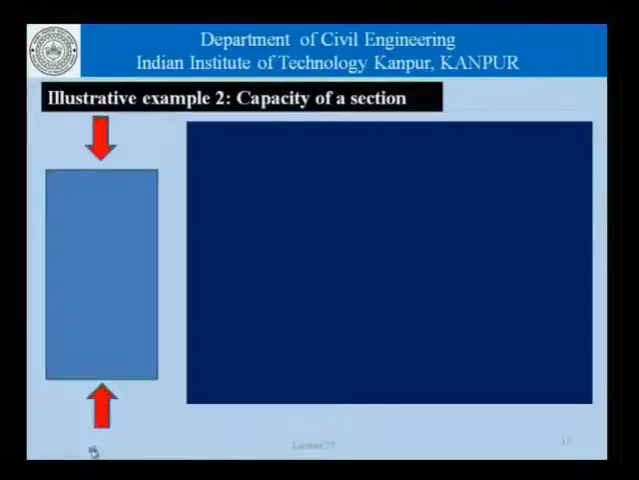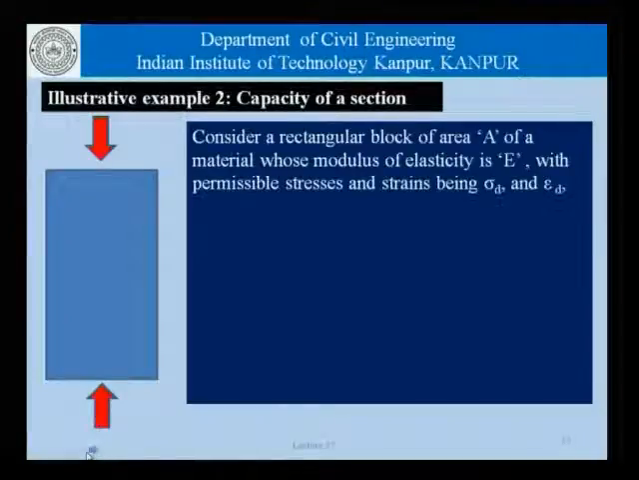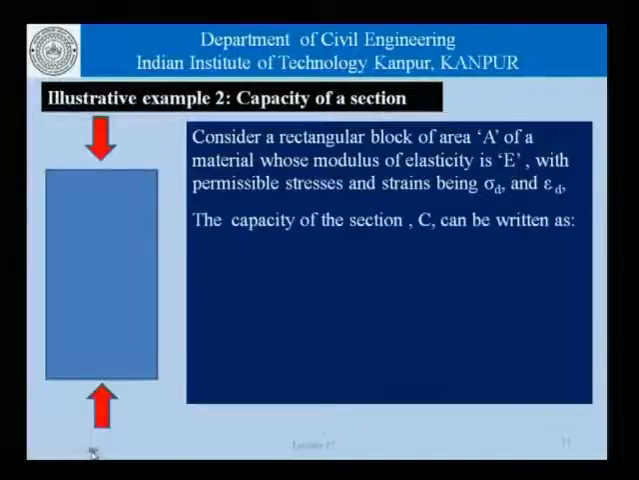Going back to this example that we had of a rectangular block with area A, modulus of elasticity E, and the permissible stresses and strains being sigma d and epsilon d, the capacity of the section C can be written as the minimum of sigma d times A, epsilon d times E times A. So, the lesser of the two governs the capacity. So, we know what the capacity is.